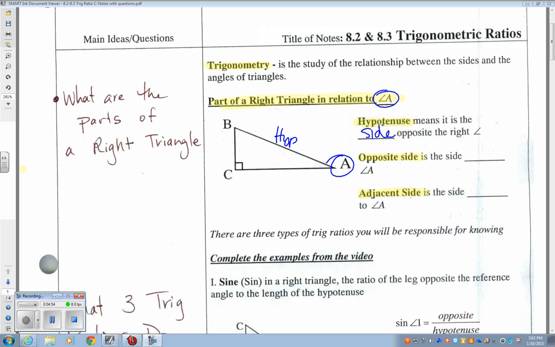It's your side opposite the right angle. That will never change. What could change is your opposite side and your adjacent sides, because they're in relationship to an angle.